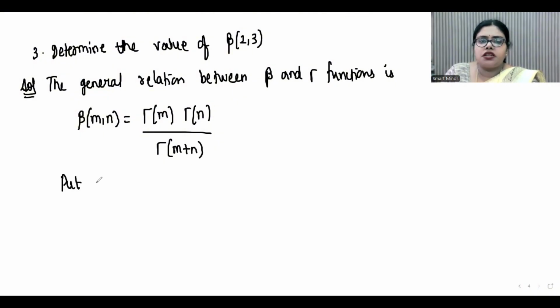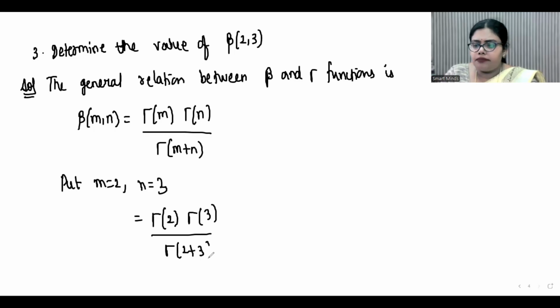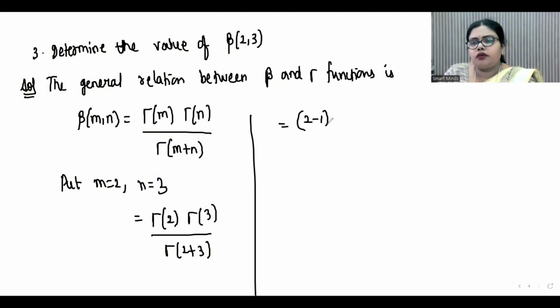Now here you substitute m is equal to 2 and n is equal to 3. So gamma of 2, gamma of 3 by gamma of 2 plus 3. Now gamma of 2 we can write as 2 minus 1 factorial and gamma of 3 can be written as 3 minus 1 factorial by gamma of 5.